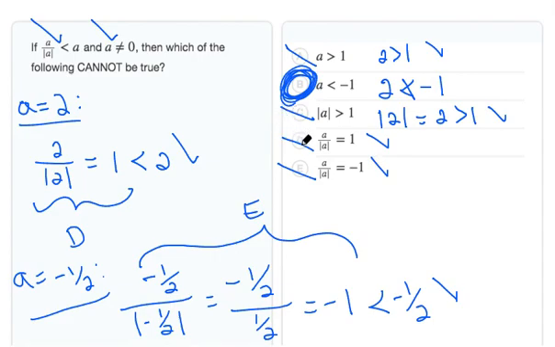But if we did want to verify it, we could notice that negative 1/2 is not less than negative 1. We actually have the opposite going on. So that actually can't be true either. So either way, if we needed to reason it out, we can. But answer choice B is our final answer.